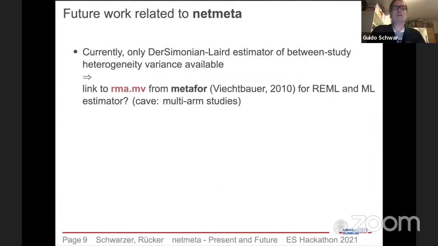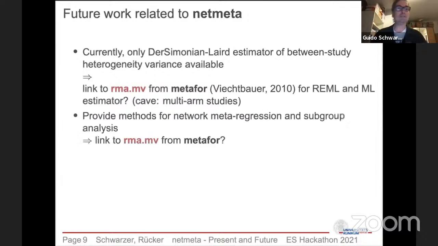What's planned for the future? The first thing is that at the moment, only the DerSimonian-Laird estimator is available for the between-study heterogeneity variance. And we would like to also provide REML and ML estimates for that. And for that, we would like to link netmeta to the rma.mv function from metafor. The problem here is that metafor uses a different approach to handle multi-arm studies, and we have to find a solution for that. We already started, but are not ready yet.